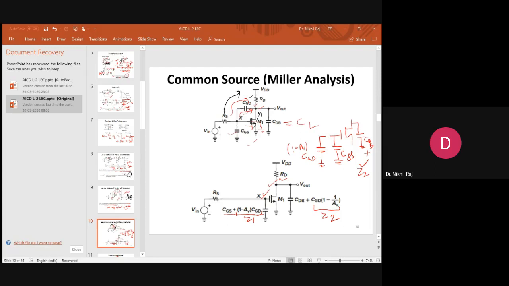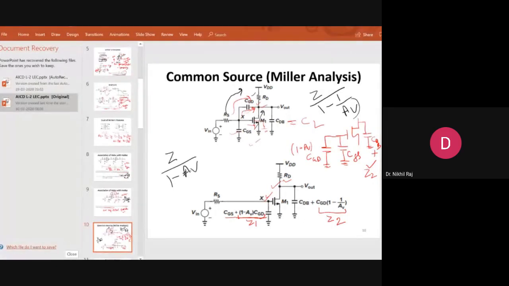When I apply Miller's theorem here, this CGD will break according to the relation Z by 1 minus AV at the input section, and at the output section it will be Z by 1 minus 1 by AV. Now, in order to predict the effective capacitance seen at the input and output nodes, we should know AV. We know this is a common source amplifier with a simple RD. For AV, in DC analysis all the capacitors will be open, so the gain will be minus gm into RD. So that will be your AV.